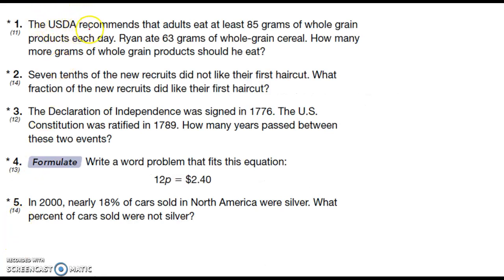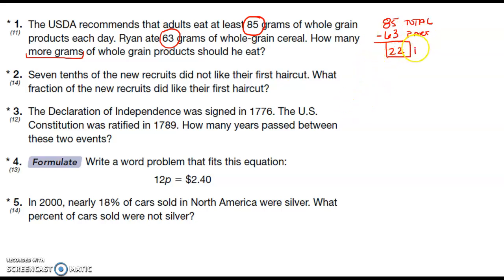All right, number 1, the USDA recommends that adults eat at least 85 grams of whole grain products each day. Ryan ate 63 grams of whole grain cereal. How many more grams of whole grain products should he eat? So if he should have a total of 85, then we're going to subtract what he's already eaten to find out how much more he should eat. Minus 63, and I get that he needs to eat 22 grams more to meet that daily total.